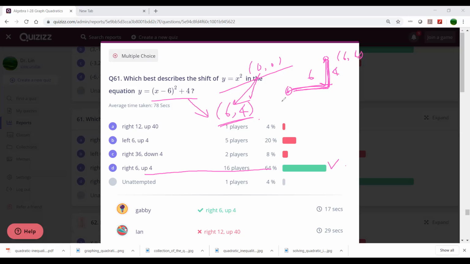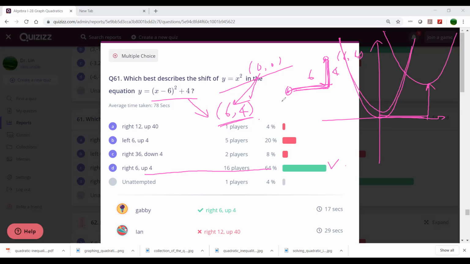You can also graph it here. You can see that y equals x squared is this one. If it is 6 and 4, the vertex is right here, so it looks something like this. Just like you move this whole parabola 6 units to the right and up 4 units. Got it? Just like you move this whole cup 6 units over and then up 4.